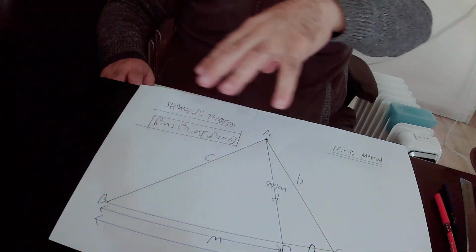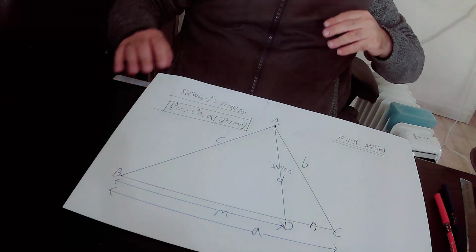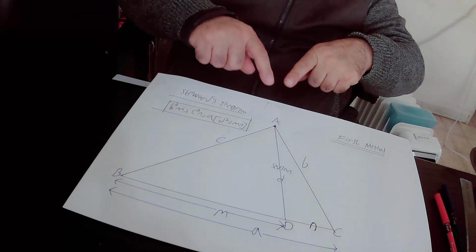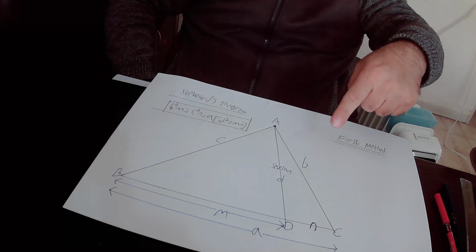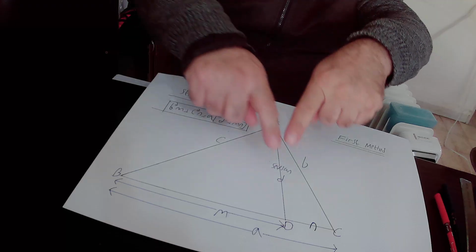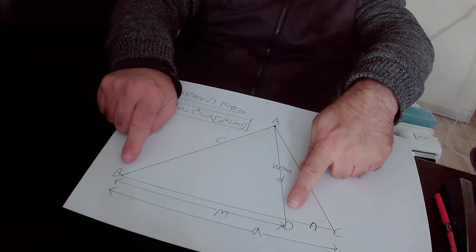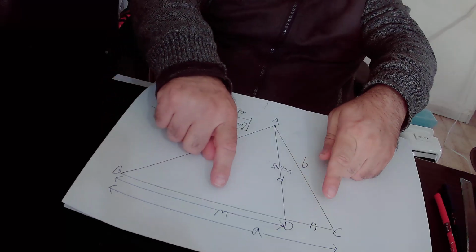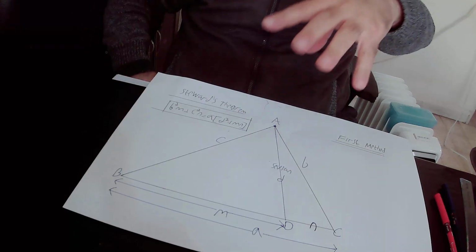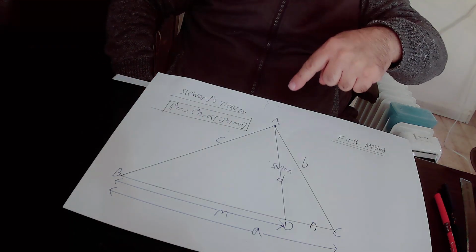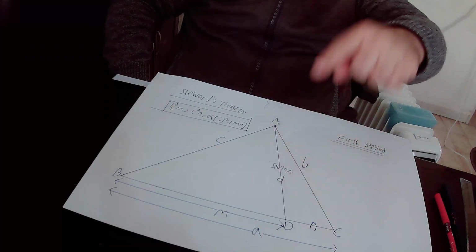So we have here triangle ABC. The length of side AB is C units, side AC equals B units in its length, side BC equals A units in its length, line segment BD equals M units, and line segment DC equals N units in its length. The cevian in this triangle ABC is line segment AD, and the length of the cevian AD is D units.